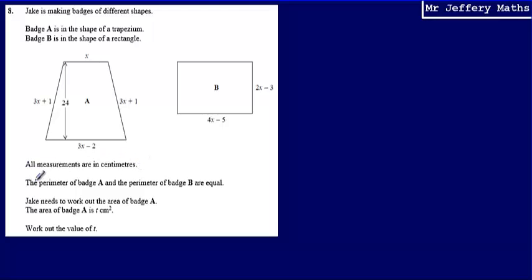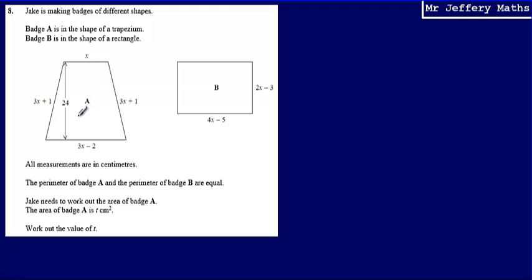Then we're also told that the perimeter of badge A and the perimeter of badge B are equal. That's going to be handy and will come in useful in a moment. What we're asked to do is calculate what the area of badge A is. We're told that the area of badge A is T. Work out the value of T. So really we're just finding out what the area is of badge A.